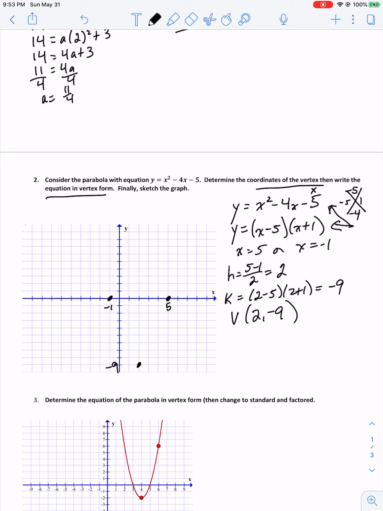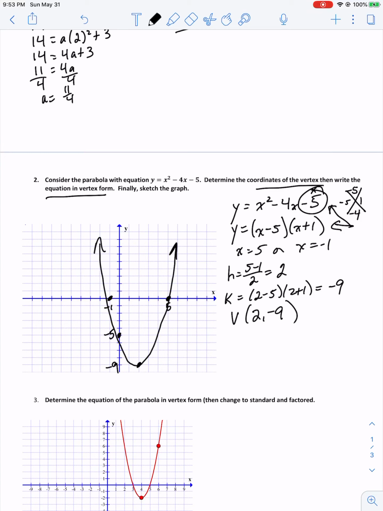And the y-intercept is at -5. That's right there. And there's the graph of the parabola. All right, so far we have not written the equation in vertex form.